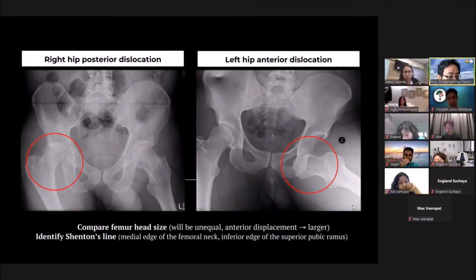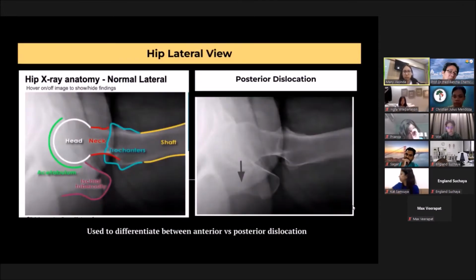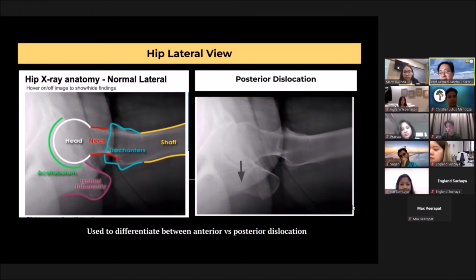So I think you saw just now that with this one view, it might be difficult to tell if the head is behind or in front of the acetabulum, which is why they also do the hip cross table lateral view. Unfortunately, I could not find any pictures, so I just drew an arrow. This is a normal hip x-ray. This is also normal, but I drew an arrow to show that if it's posterior, then it would slide down, and for anterior, it would slide up.